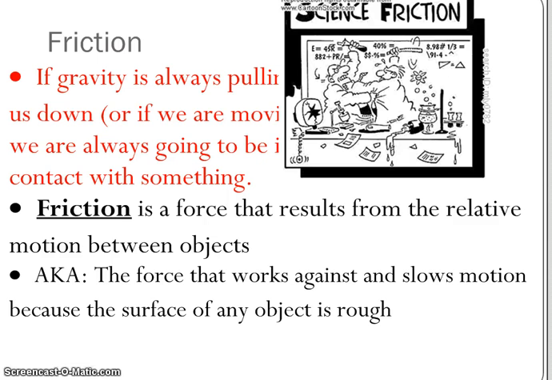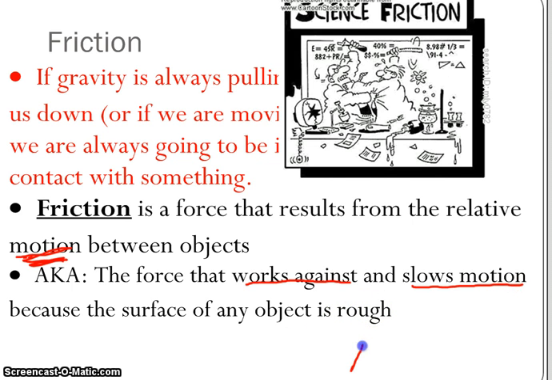Talk about friction. And this one clearly got in the way a little bit here, but that's okay. So friction is a force that results from the relative motion between two objects. Well, key word here is motion. In other words, if you don't have motion, you don't have friction. And friction also works against and slows motion.